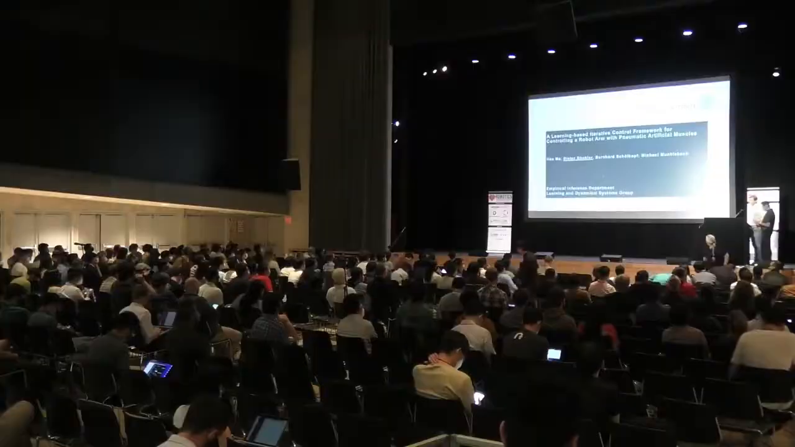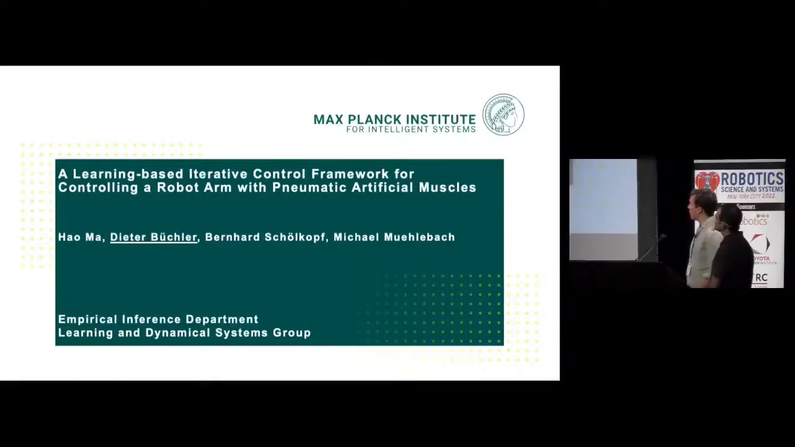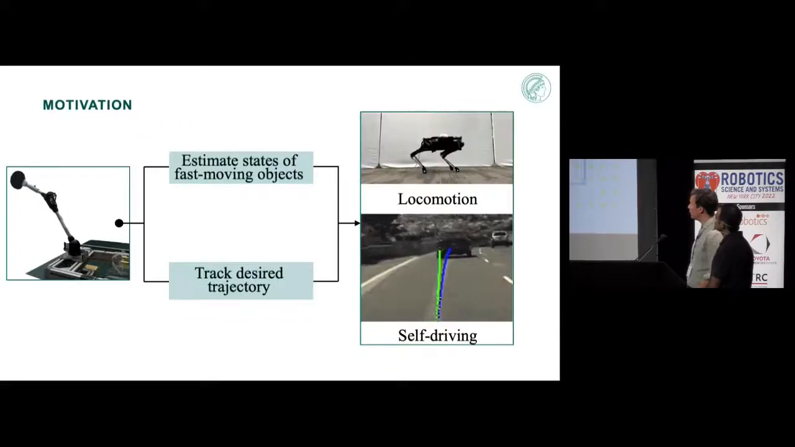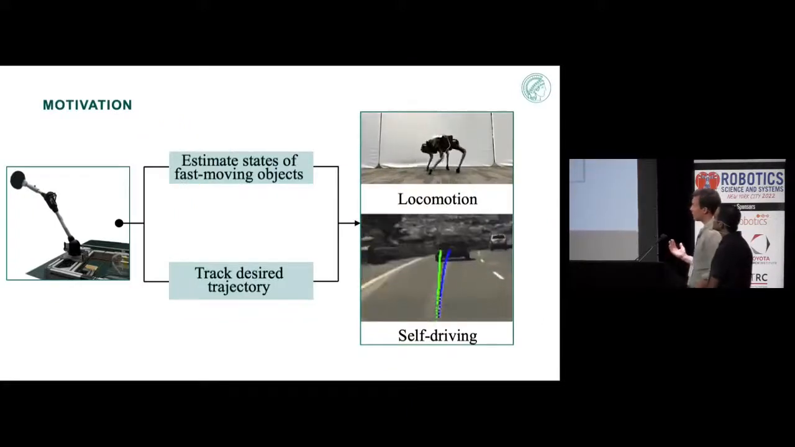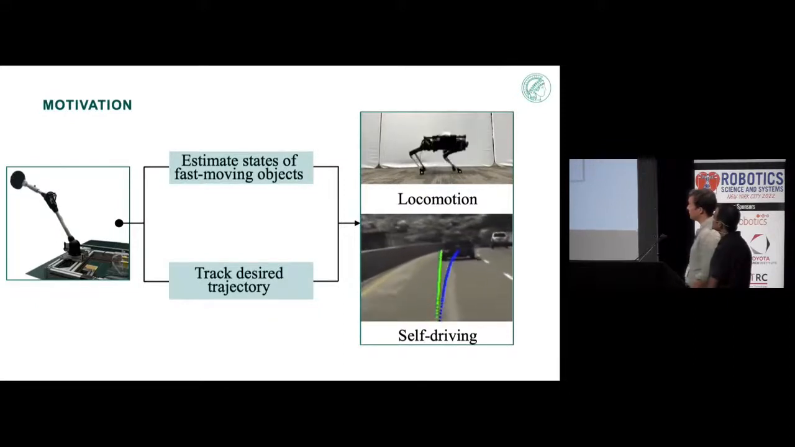Hello everyone, I'm Dieter Büchler, and I'm presenting the work a learning-based iterative control framework for a robot arm with pneumatic artificial muscles on behalf of Hauma, Bernhard Schückhoff, and Michael Mühlebach. The problem we want to tackle here is we want to play table tennis with this robot arm on the left. And this is difficult because we have to estimate the states of fast-moving objects and track fast desired trajectories.